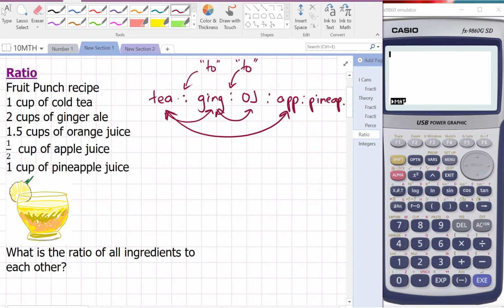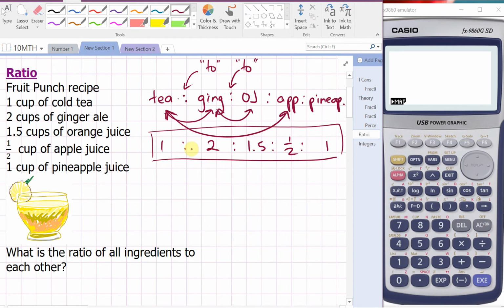And when you write out a ratio and compare the amounts, it must be in the same units. So you must have the same units. So in this recipe, each ingredient is referred to as the number of cups. Okay, so if we just take each number for each ingredient, so tea, we need 1 cup, ginger ale 2 cups, orange juice is 1.5 cups, apple juice is half a cup, and pineapple is 1 cup, then this is written as a ratio. So 1 to 2 to 1.5 to half to 1.